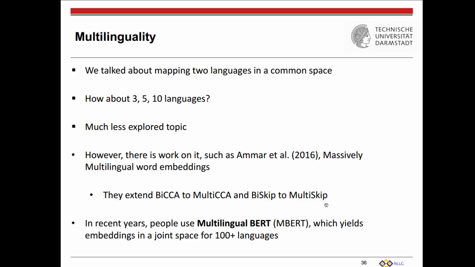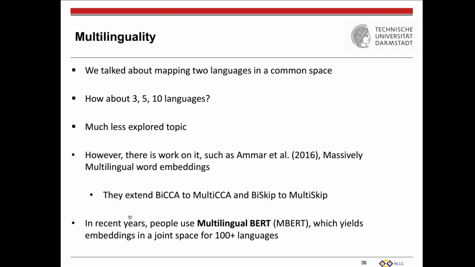So good. So we talked about mapping two languages in a common space. How about 3, 5, and 10 languages? Until around 2018 or so, this was a much less explored topic. Gradually over time, starting with 2016, people started to work on more languages, right? For example, this work here from 2016, where they extended the bi-skip model to multi-skip and bi-CCA to multi-CCA.